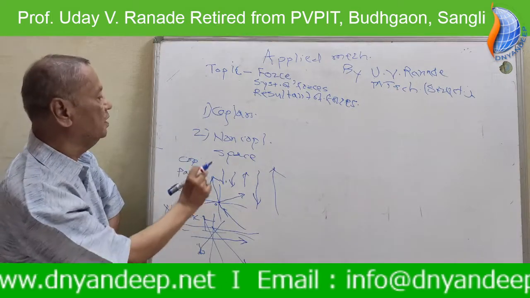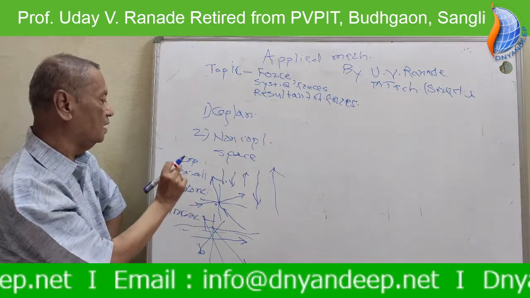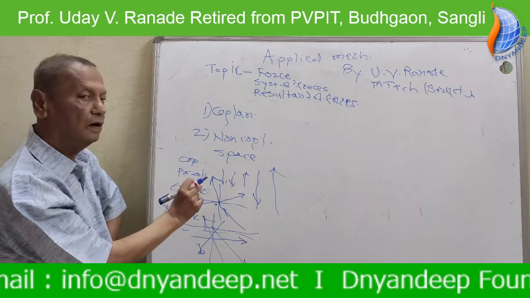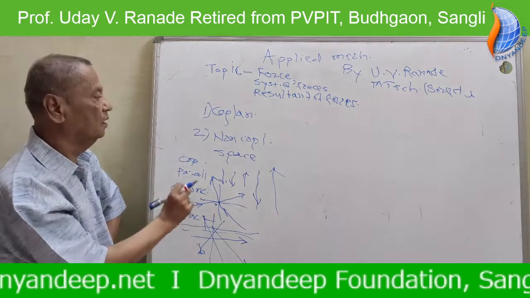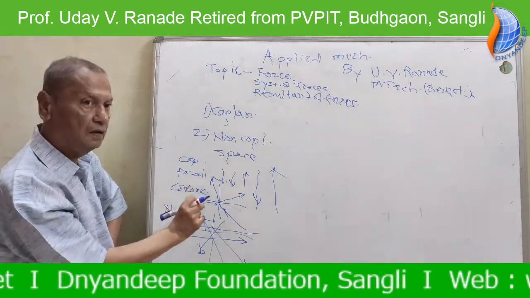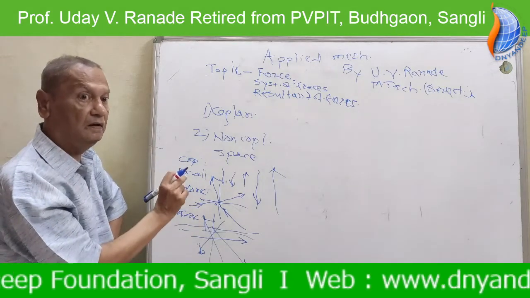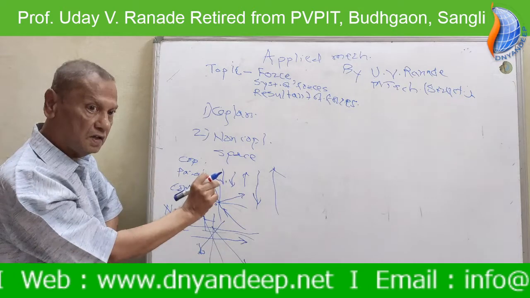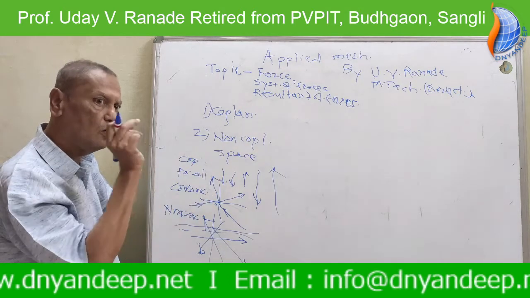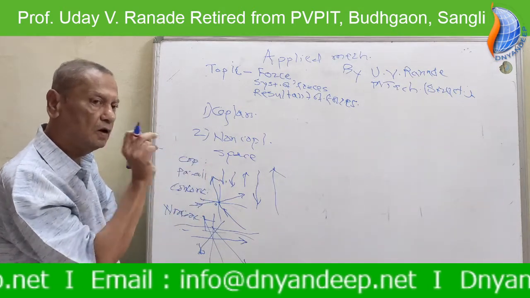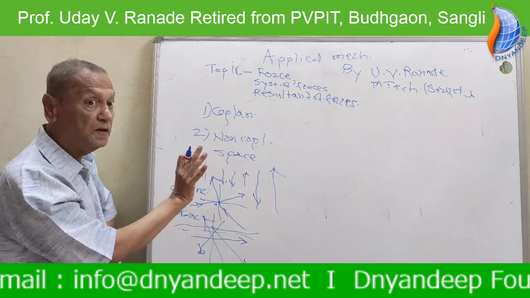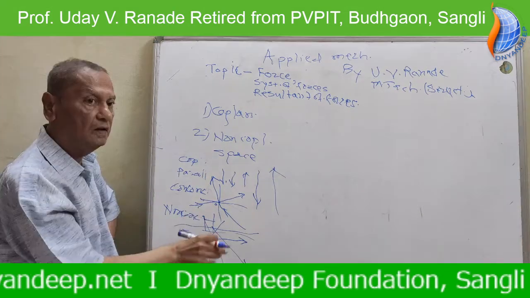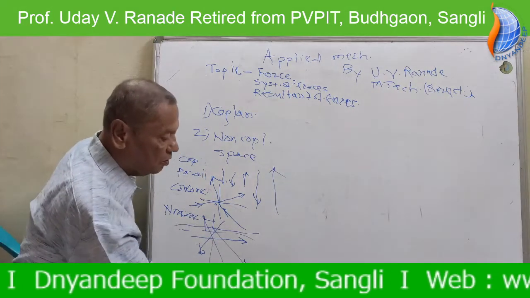So this is coplanar, once again, coplanar parallel, coplanar concurrent, coplanar non-concurrent. In non-coplanar, parallel, concurrent. In non-coplanar also can become concurrent, just now I said. Consider forces passing through or away from the point, but in space, not in one plane, and parallel. So these are system of forces.